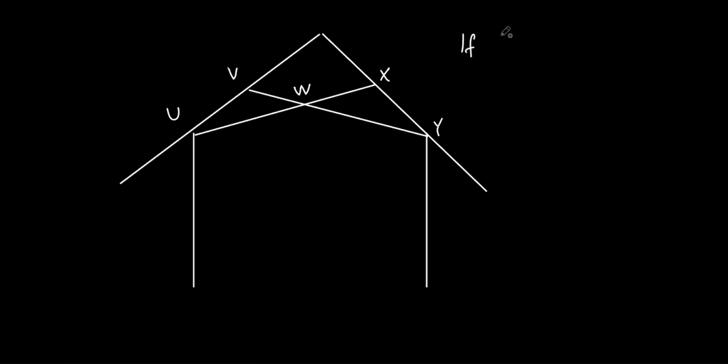So it says if triangle UVW is congruent to triangle YXW. All right, they give you a lot of information when they give you that thing. It just says list the corresponding parts.